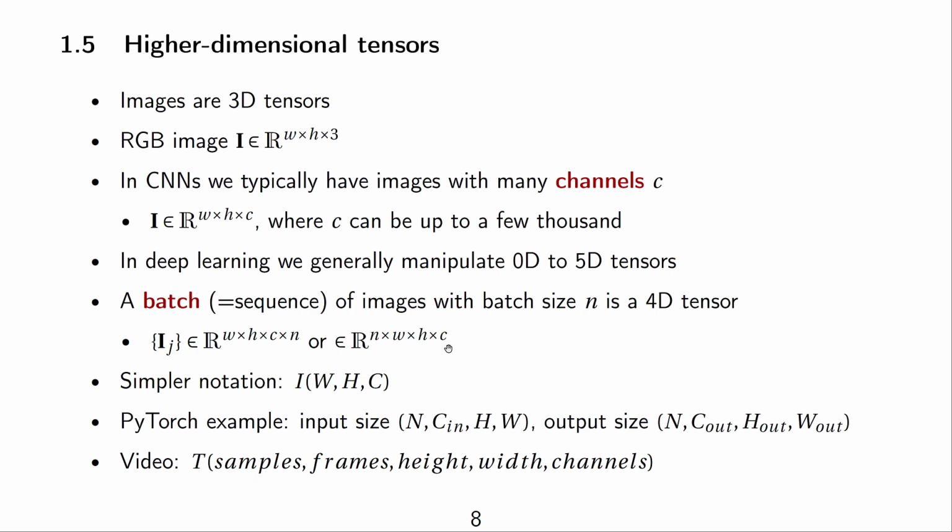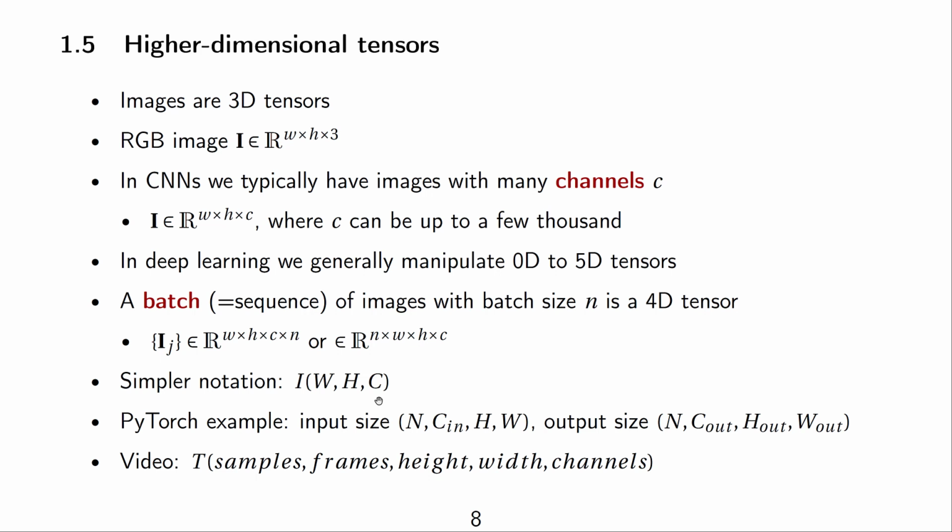Now, this type of notation to always write R to the power of something is a bit complicated. So a simpler notation is to write something like, okay, maybe we have an image, and this is a tensor of rank 3, and the axes are width, height, and channels.